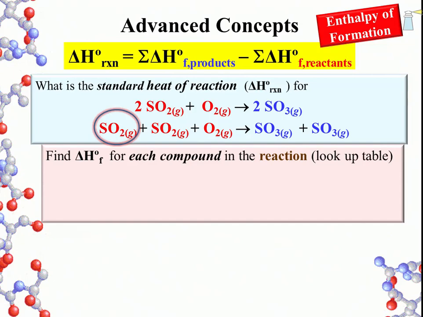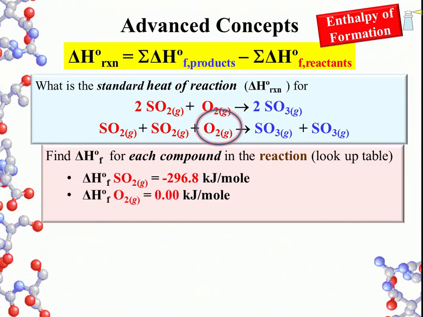If we went to the table, we would find a standard heat of formation of minus 296.8 kilojoules per mole. This value holds for both sulfur dioxides. The next compound is oxygen. It is in its elemental state, so it has no standard heat of formation, 0 delta H°f. The last compound to find a value for is the sulfur trioxide. According to the table, its standard heat of formation is minus 395.7 kilojoules per mole. That holds for both sulfur trioxides.